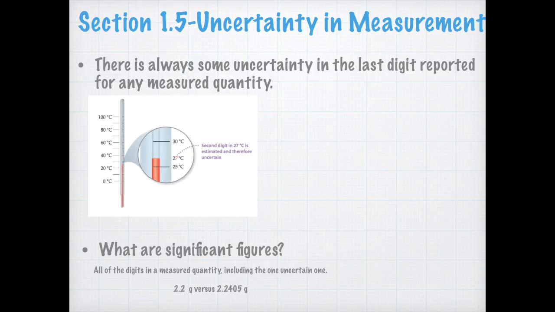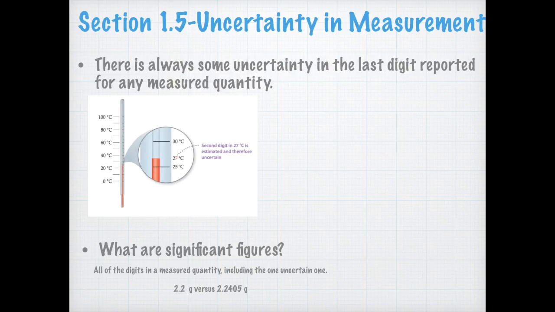So for example, if I have a thermometer that measures every 5 degrees Celsius, so let's say I've got 25 here and 30 degrees Celsius, if I measure 27 degrees Celsius, I'm allowed to do that because I'm only allowed to have uncertainty in my last digit. So I am certain that it's going to be 20 something, and so I get to estimate that last digit, the 7. Now, if you wrote 27.0, that would be an incorrect measurement because you would now be estimating 2 digits. So you can only estimate 1 digit.